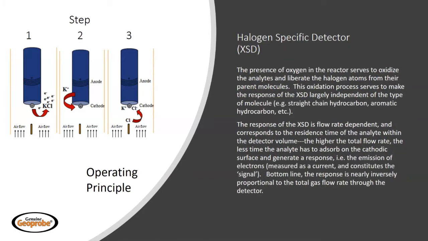The XSD uses oxygen to encourage the oxidative process, and the response of the XSD is flow rate dependent. The lower the flow, the better the signal, as there is more time for the analytes to absorb to the cathode surface. As the name states, it is a halogen-specific detector, meaning that only compounds with fluorine, chlorine, and bromine will respond. It will not respond to petroleum hydrocarbons. Given that most environmental impacts are chlorinated, the XSD produces similar responses to a wide range of molecules regardless of the number of chlorine atoms on the molecule or their structure.